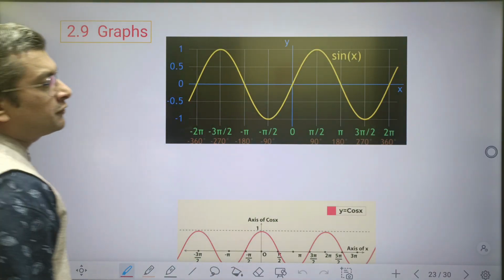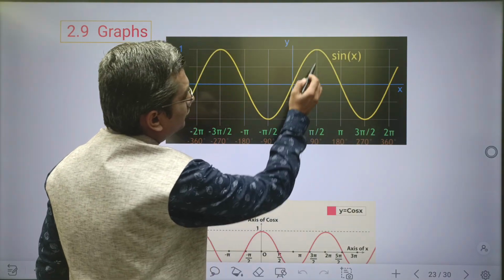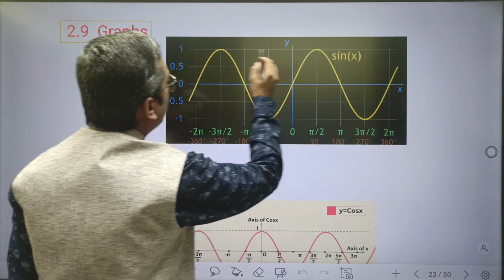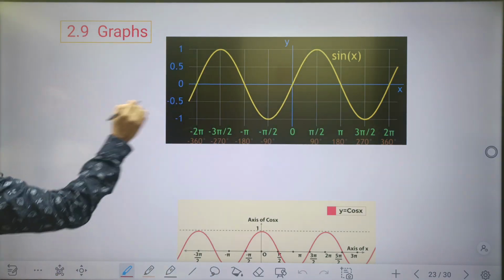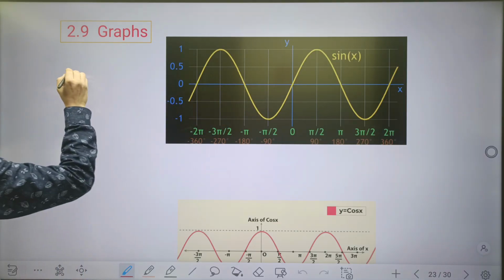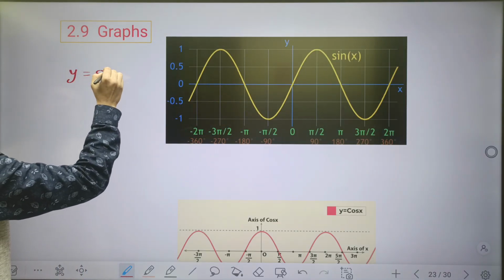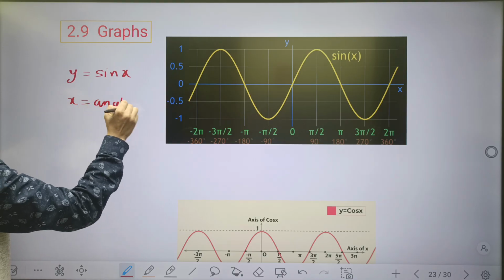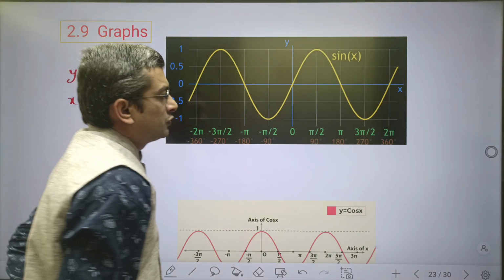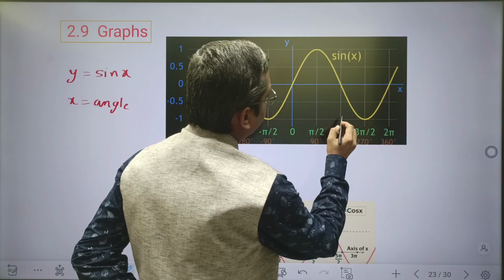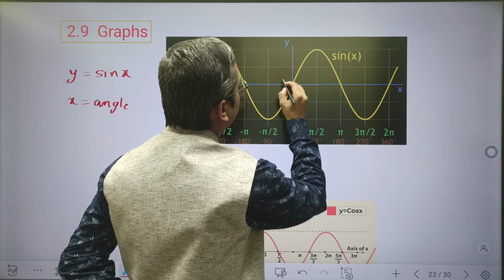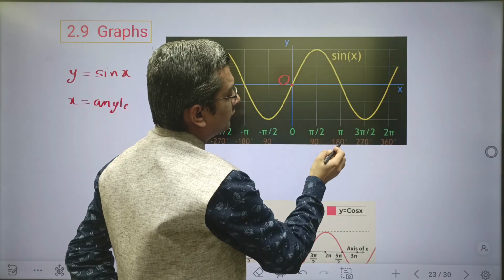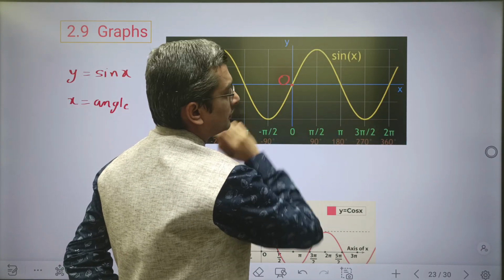Now, come to the graph. So this is the graph of sine theta. Here, the value of theta is pi by 2 radian, that is 90 degree, and the value of y is 1. So what is the y-axis representing? Y-axis is representing sine x, and x is nothing but angle theta. So this is the origin, that is 0. Here it is sine 180. Observe, pi radian, sine 180. The value of sine 180 is 0.